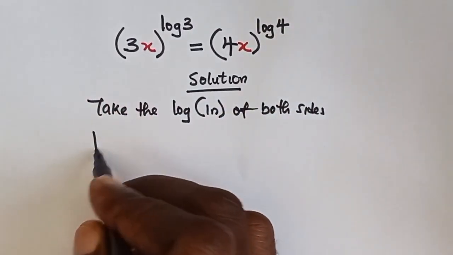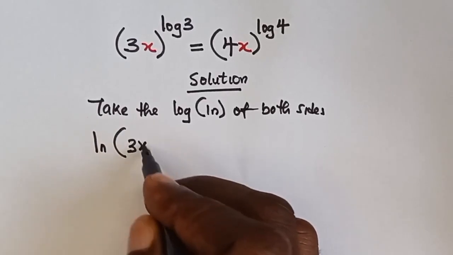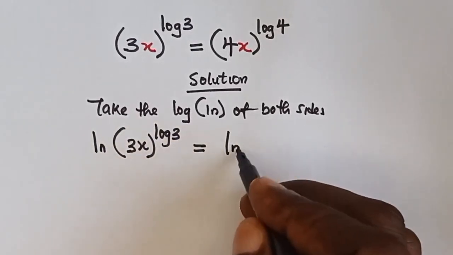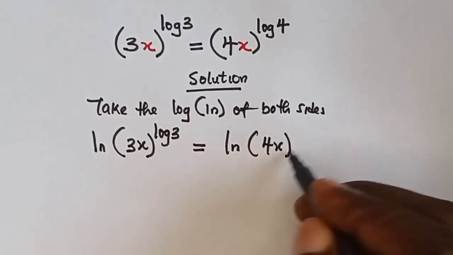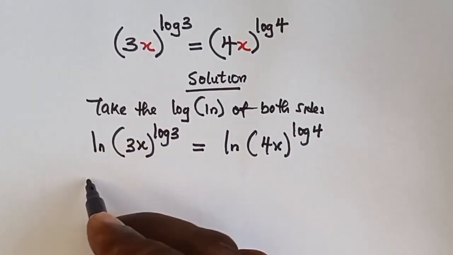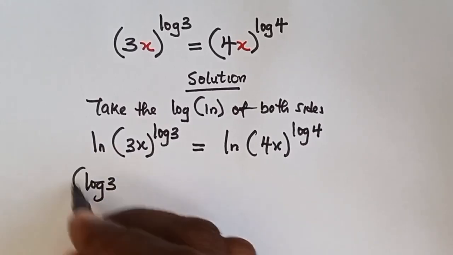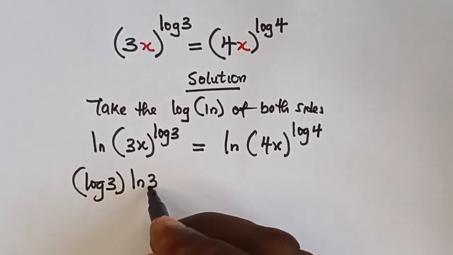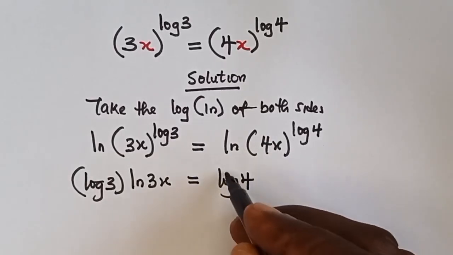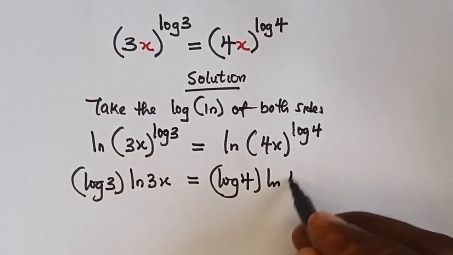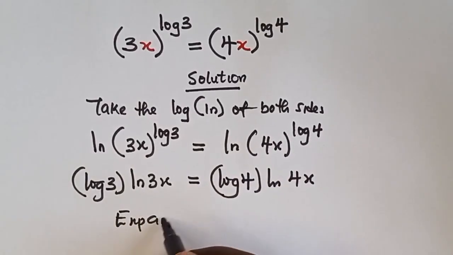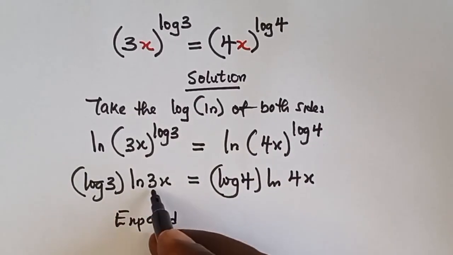Alright, so then it becomes ln of (3x) raised to power log 3. Then we have ln of (4x) raised to power log 4. Alright, so we take the powers to the front, then it becomes log 3 ln 3x equals log 4 ln 4x. Alright, the next thing we are going to do is to expand. Okay, we want to expand this.